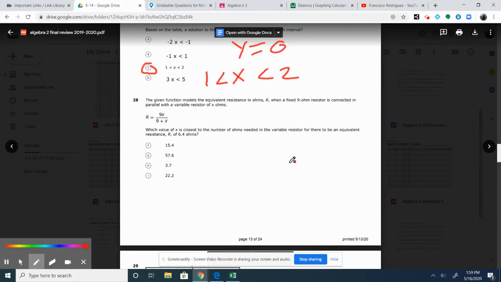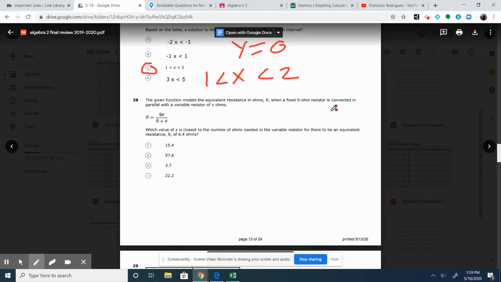Now looking at number 28, it says that the given function models the equivalent resistance in ohms R when a fixed 9 ohm resistor is connected in parallel with a variable resistor of X ohms. Which value of X is closest to the number of ohms needed in the variable resistor for there to be an equivalent resistance R of 6.4?